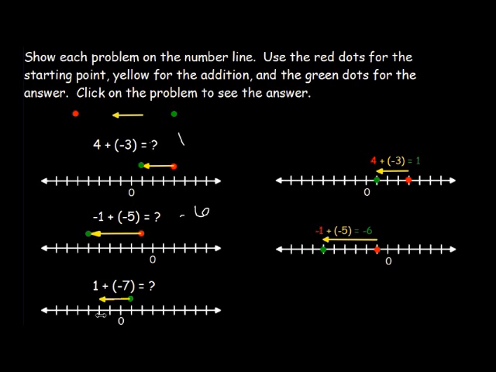So 1, 2, 3, 4, 5, 6, 7. And then we're going to put my green dot down there. And I can look at that and I can say, well, that looks like a -6. And see, in fact it is. Okay.